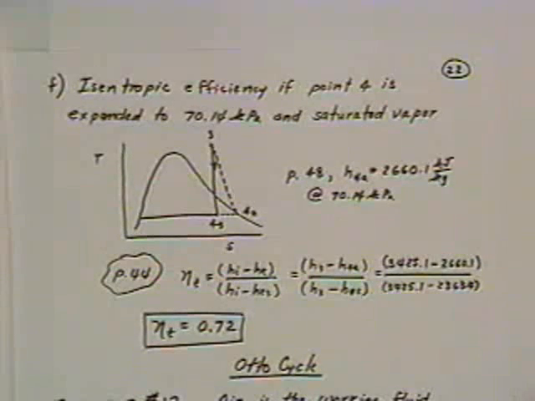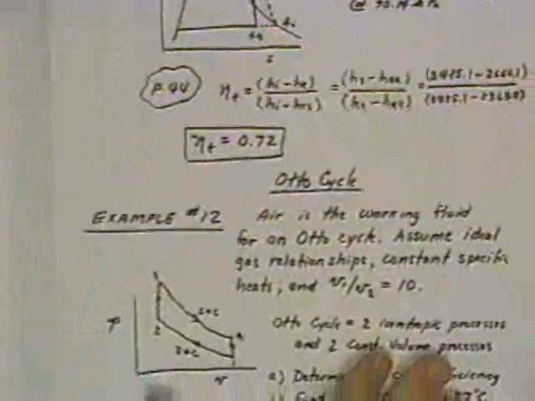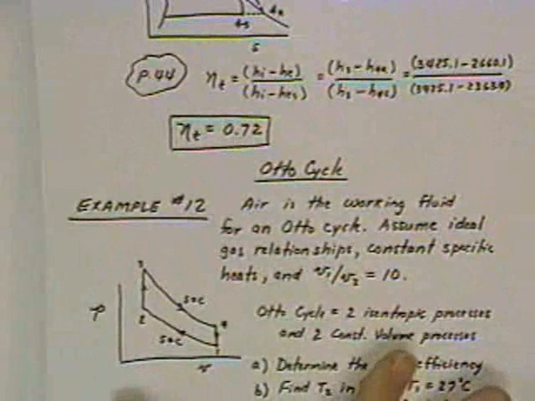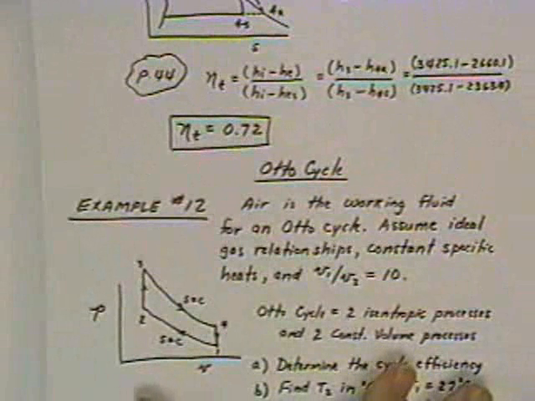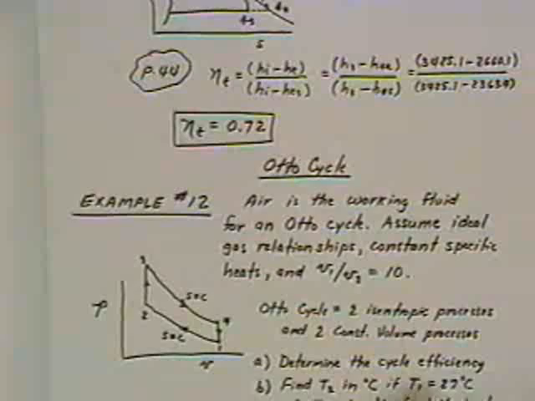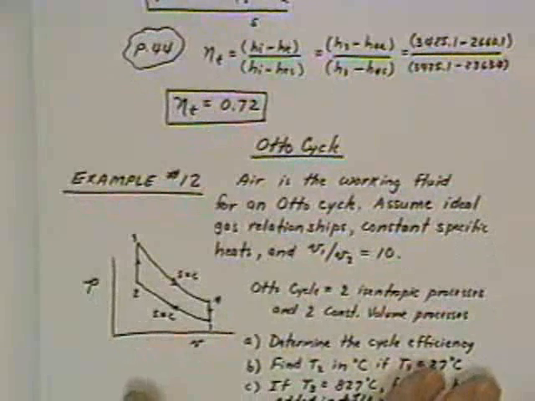Now let's take a look at another cycle. This is the Otto cycle. The Otto cycle is the typical gasoline engine cycle, and you have an example of the cycle that's located in the reference manual. Our example here, example 12, we're still on page 22.